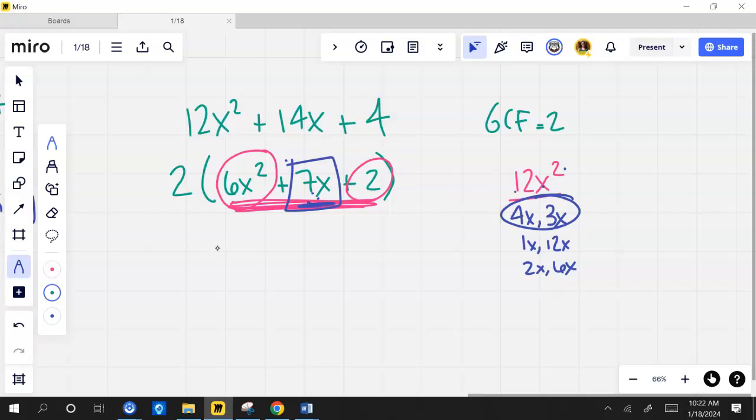Okay? So now what I'm going to do is take this middle. Remember that 2, I'm just going to absolutely ignore it. And in these parentheses, instead of 7x here, I'm going to change it to 4x plus 3x. Does that still equal 7x? It sure does. I just split it up into these two pieces. That's all I did. I rewrote it.